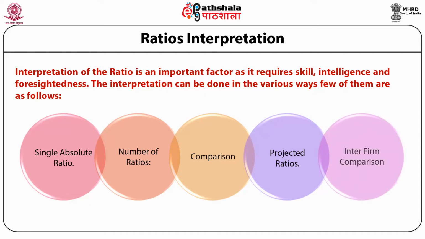Next, inter-firm comparisons. The ratio of one firm can be compared with the ratios of another firm at the same point of time. This type of comparison helps in evaluating the relative financial position of the firm. It is considered as inter-firm comparison.